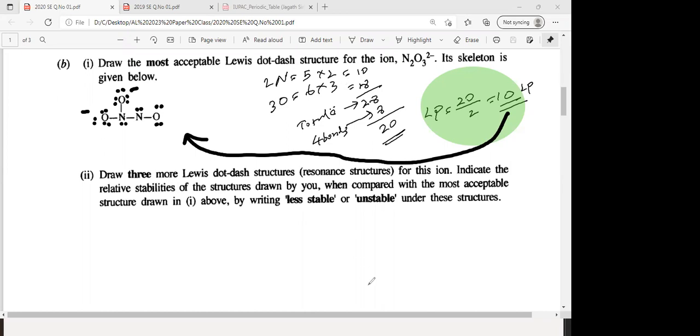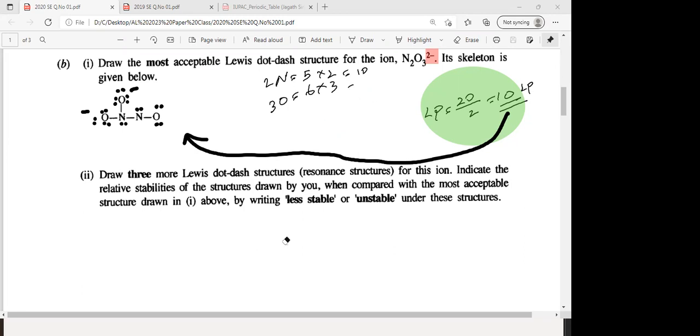There's one mistake. I have made a big mistake here. There's a 2 minus charge here. Sorry about that. I was checking what's happening. There's a 2 minus charge, so for that you have to add 2 electrons.